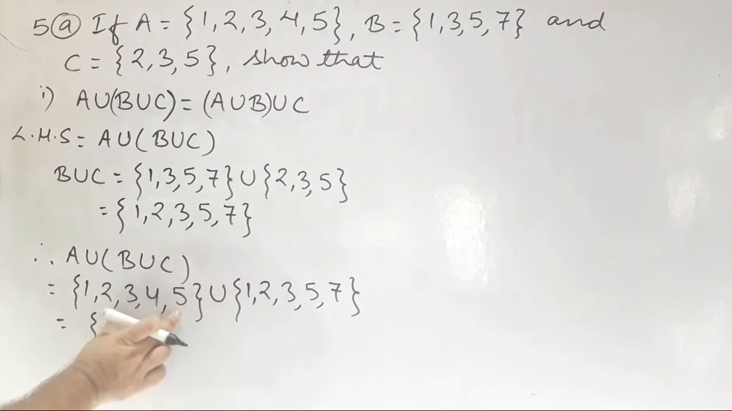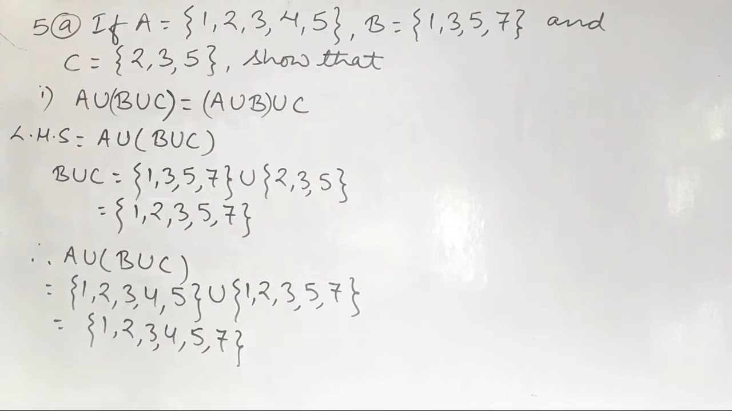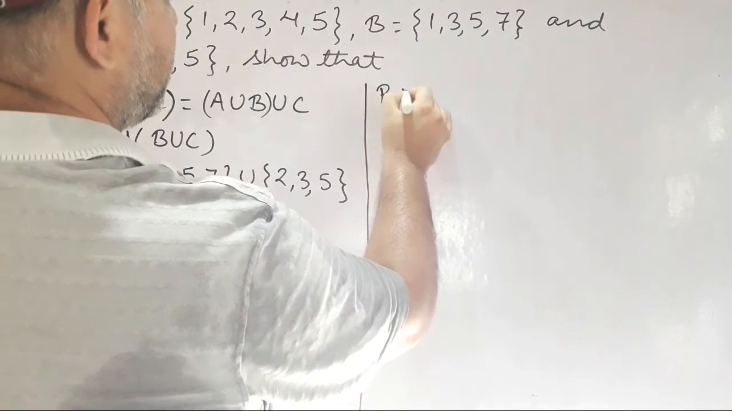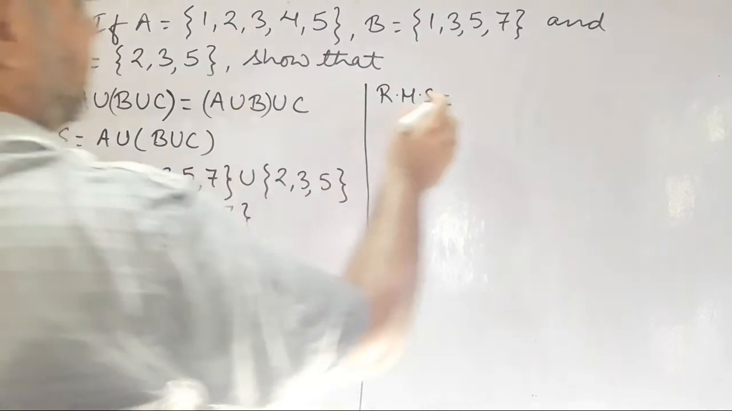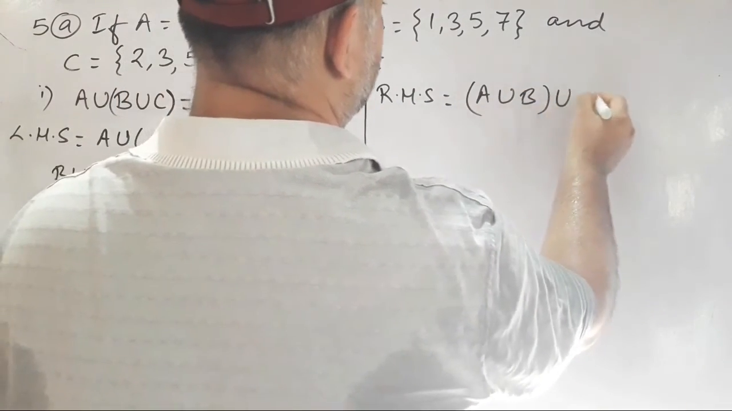Union. We have to write down all the elements: 1, 2, 3, 4, 5, 7. So for A union (B union C), we got the elements 1, 2, 3, 4, 5 and 7. Let's see the right hand side: (A union B) union C.